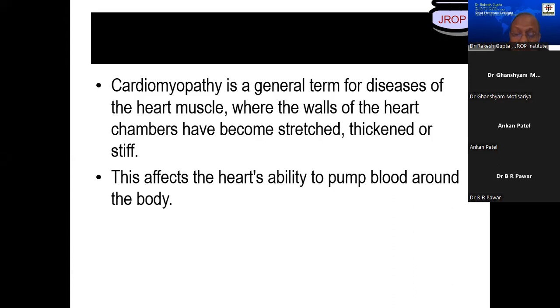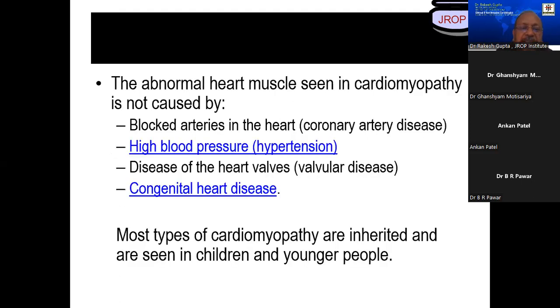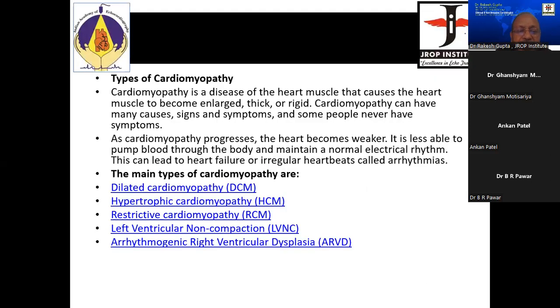In general terms, cardiomyopathies are diseases of the heart where the walls of the heart chambers become stretched, thickened, and stiff, leading to inability to pump blood around the body. But on the right side, it is not around the body, but towards the lungs. When we talked about left-sided cardiomyopathy, we talked about dilated, hypertrophic, restrictive, non-compaction.